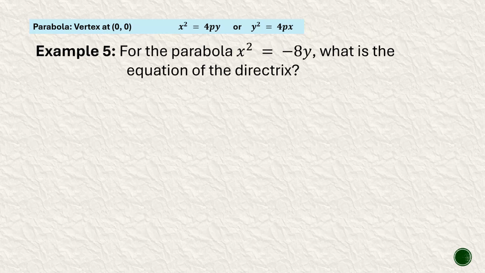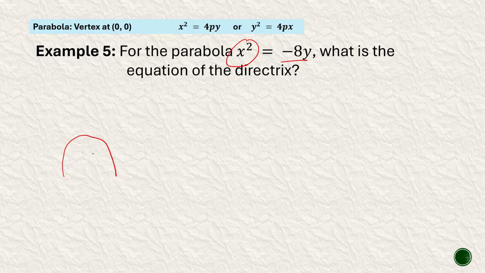So first thing we need to do is to check the equation. We have x squared equals negative 8y. That means that the parabola opens downward. Two things we need to remember. Number one, the one with the square is x, so that means the opening is vertical. And then on the right side, it's negative, so that means it opens downward.